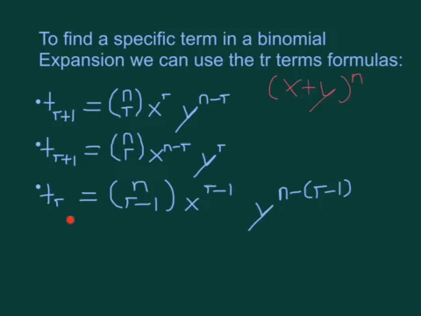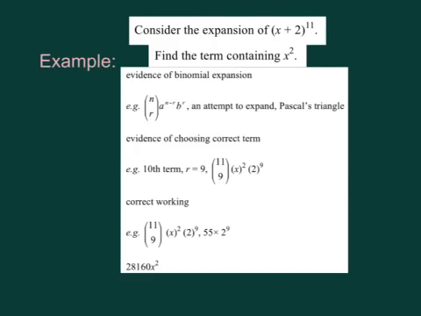And the last one is T(r) equals n over r minus 1, x to the power of n minus r plus 1, y to the power of r minus 1. So later on we're going to find out why it's easier to use either of these two formulas rather than to use this one. So here we can consider an example.